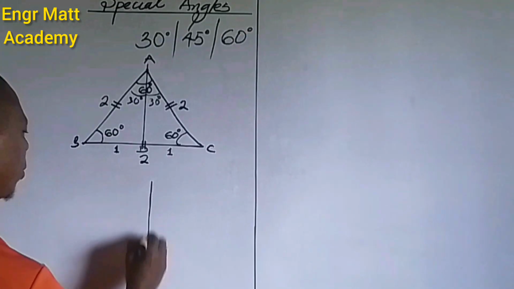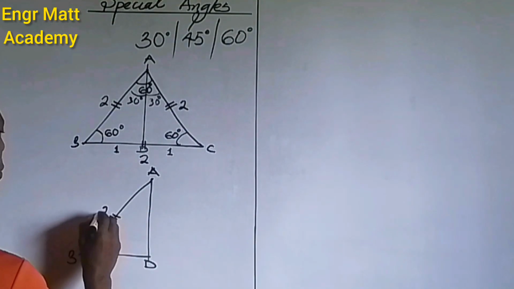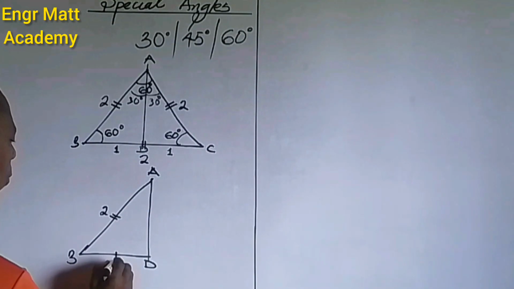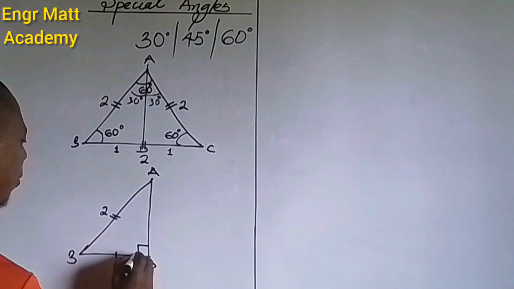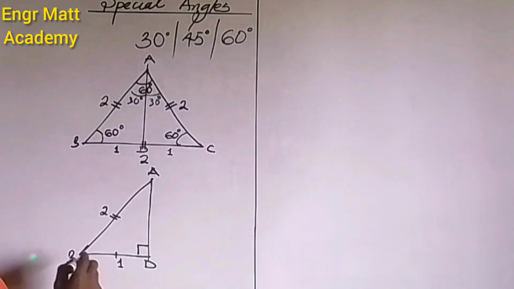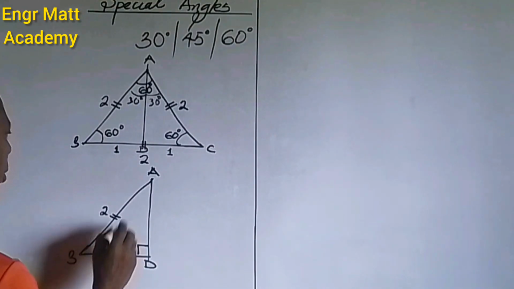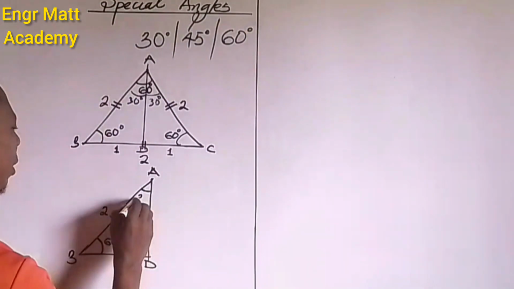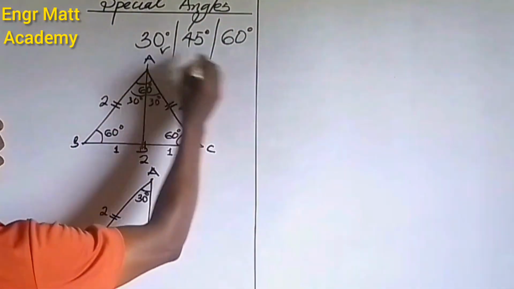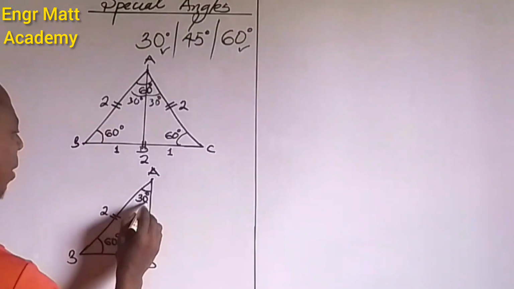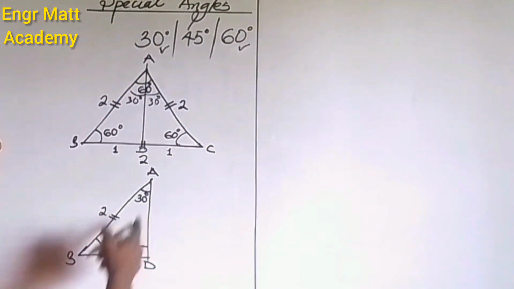Let's take triangle ABD. Remember that AB is 2, BD is now 1, because we divided it into two parts, and angle D is a right angle. Also, remember that angle B is 60 degrees, but angle A is now 30 degrees. So this 30 degrees where you see here and this 60 degrees where you see here, so angle 30 and angle 60. But something is still missing in this triangle, AD.